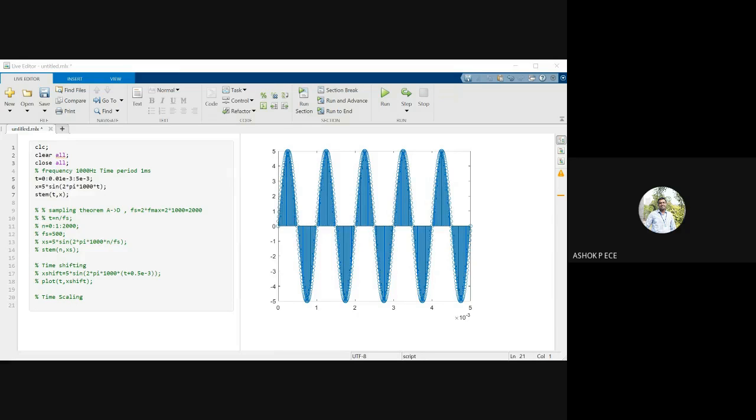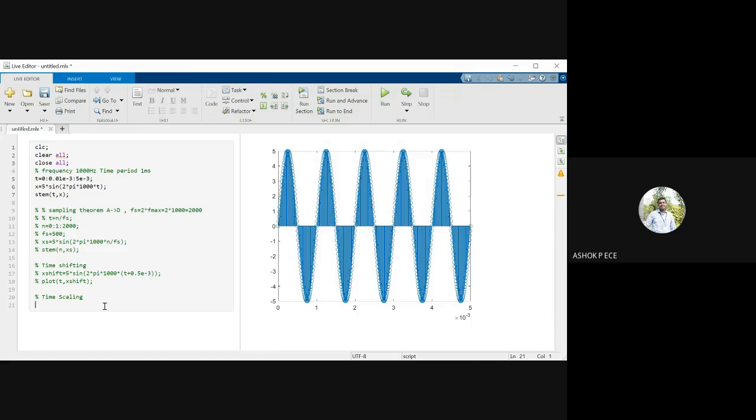And this time scaling obeys the law of conservation of energy. So if you compress the signal in time domain, it will expand in frequency domain. If you expand the signal in time domain, it will get compressed in frequency domain, because energy in time domain should always be equal to the energy in frequency domain. Or I can say the law of conservation of energy should be obeyed.